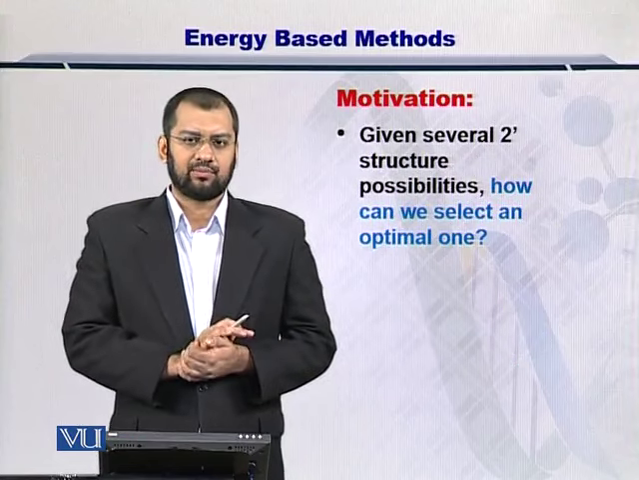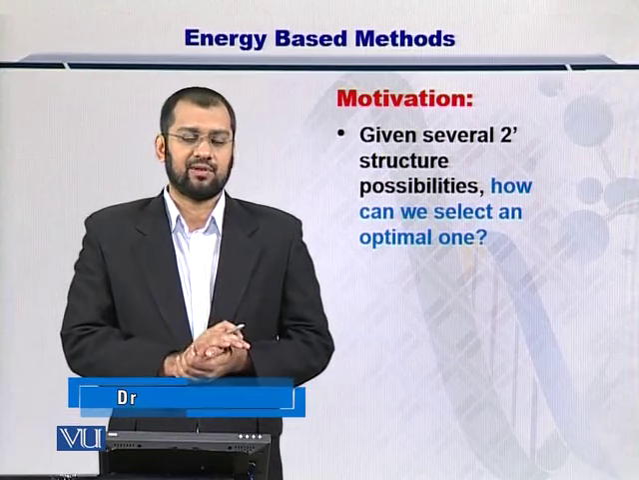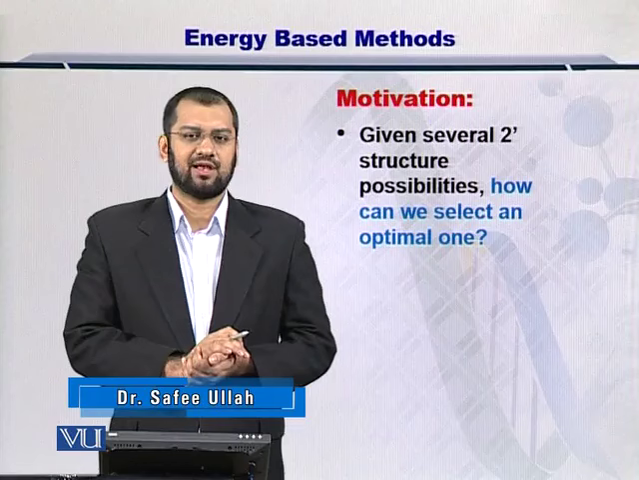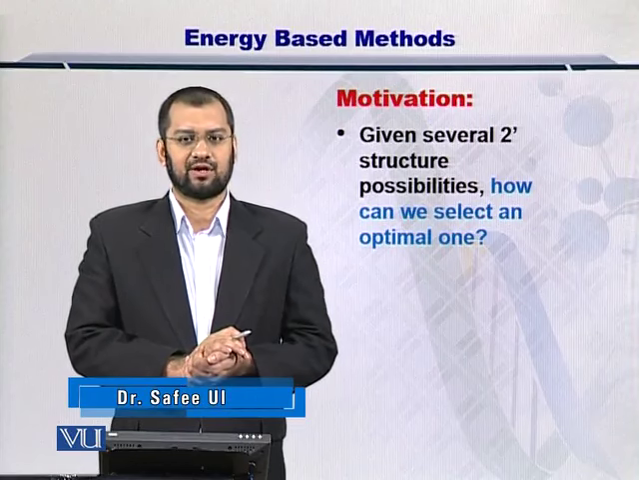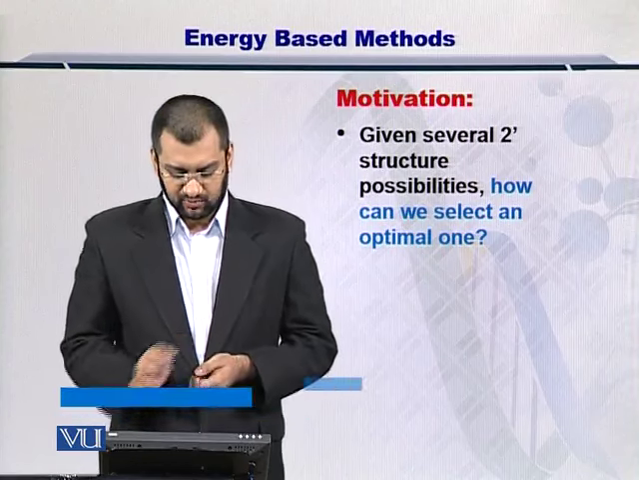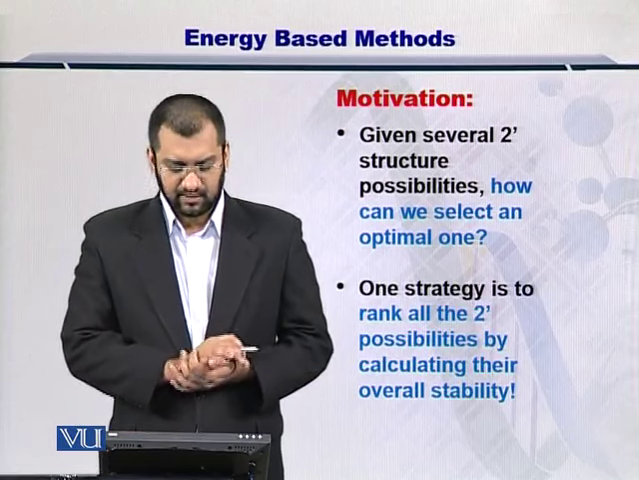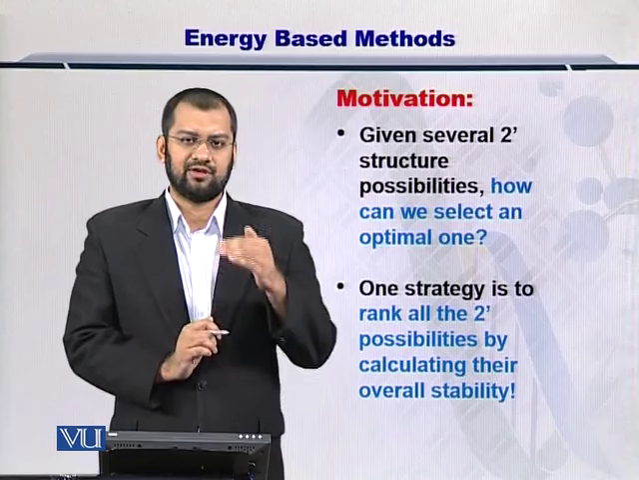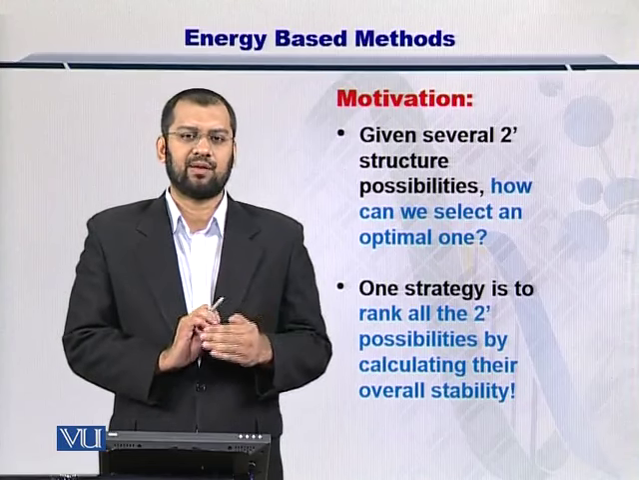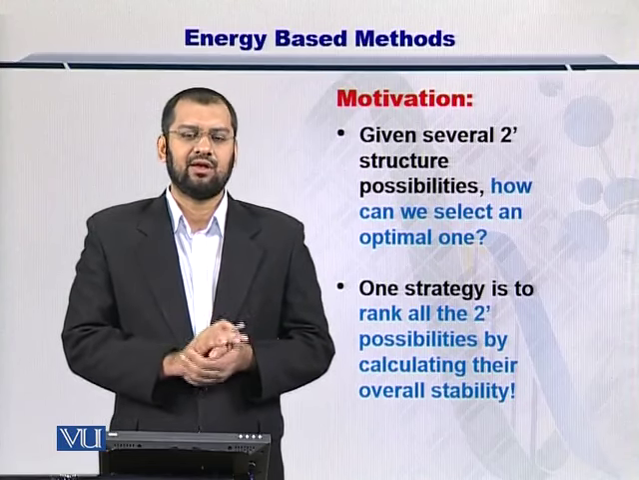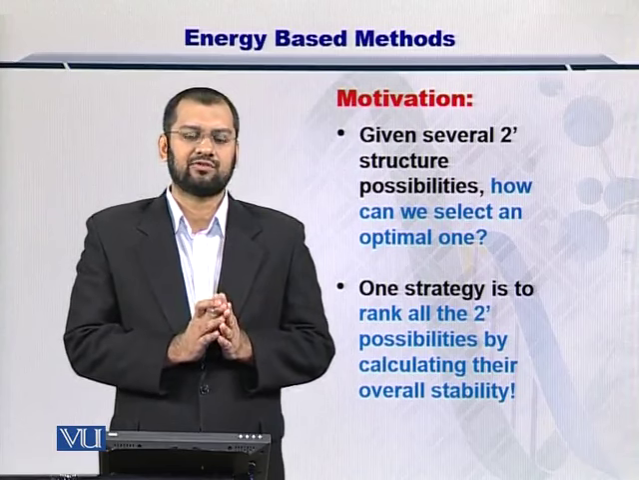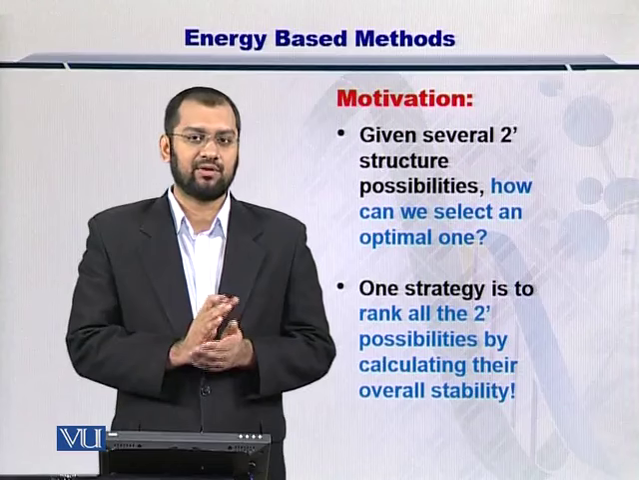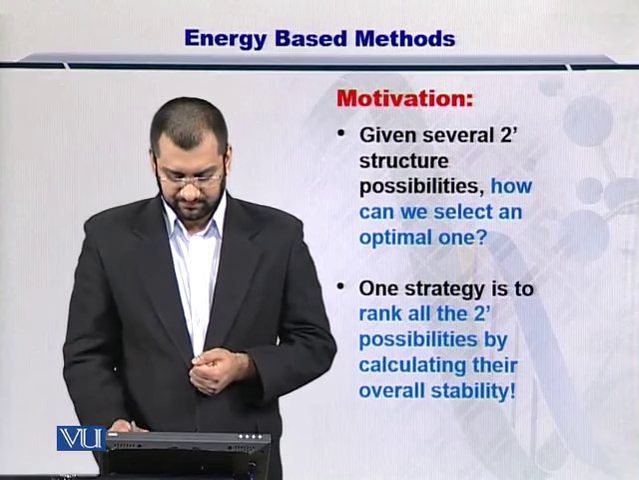However, given a primary structure, there are so many possibilities that exist for the secondary structure. So how can we select the optimal secondary structure? That is a very complex question. One strategy, a simple strategy, would be to list down all the possible secondary structures and try to see which one has the longest or the most nucleotides that are coupled, the complementary nucleotides.